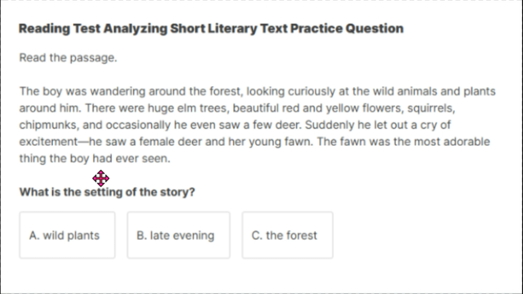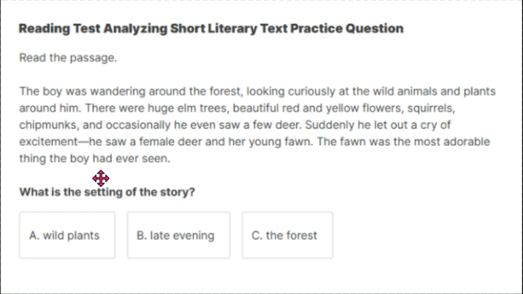I need to go back and look at my passage and see which one of these answers is something that I see in those words. The boy was wandering around the forest. Bam! I already see the forest. I'm guessing that's probably right, but I just want to make sure that late evening can't be correct.